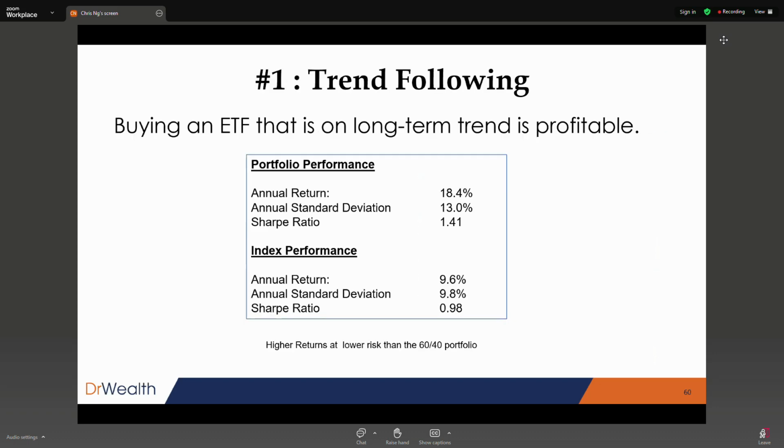So how do you do well in all markets? The first is trend following. When we do trend following, we're buying an exchange traded fund that over the long term is profitable. If something is trending up, we buy. If something is no longer trending up, we sell. If you do trend following and benchmark against the 60/40 portfolio, you will find that our annual return is 18.4, our Sharpe ratio 1.41, and it is close to 40% higher than our index, a 60/40 portfolio. So over the long term, this is a very profitable strategy.